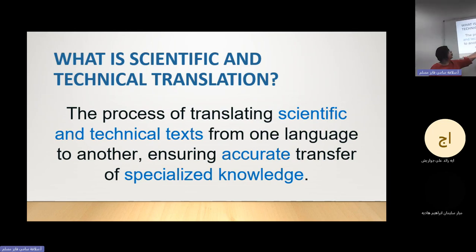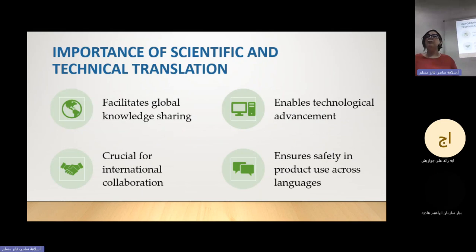So we said it's to ensure the accurate transfer of specialized knowledge. ليش specialized? Because it deals with scientific and technical fields. Okay? So this is why it is specialized knowledge. The importance of scientific and technical translation. Why is it important for us to translate this type of field? Why? What do you think?